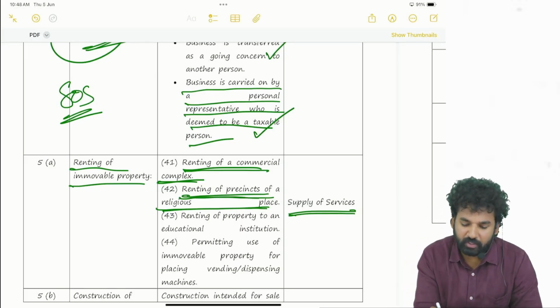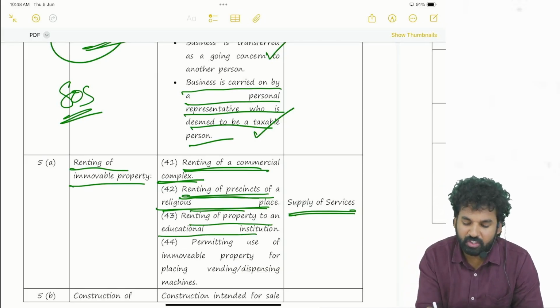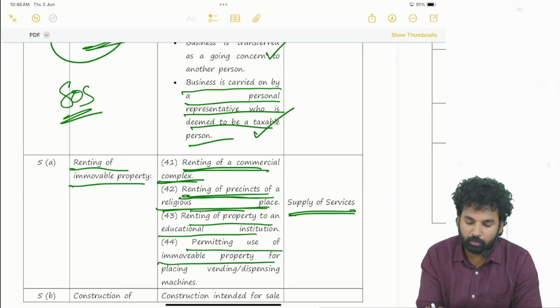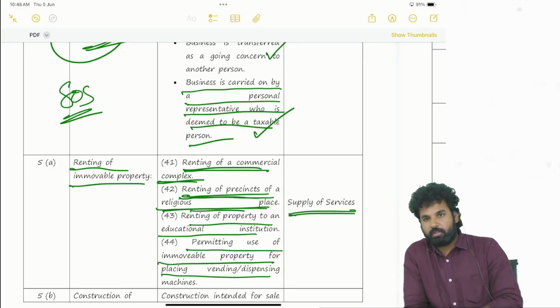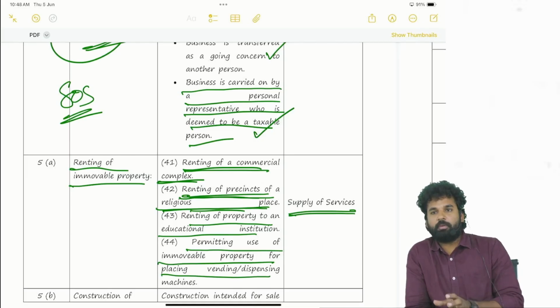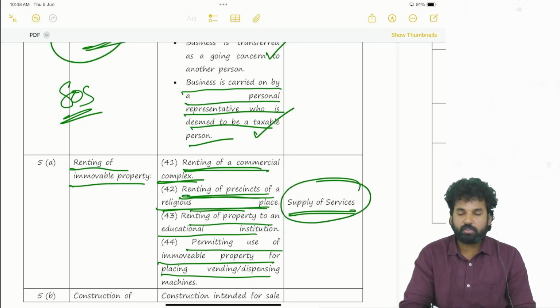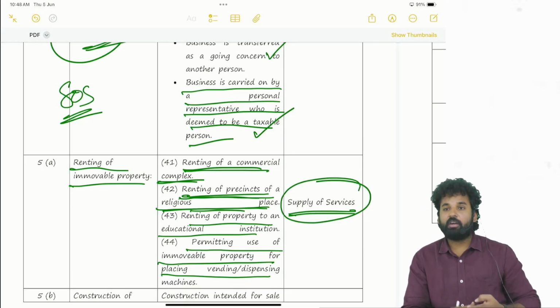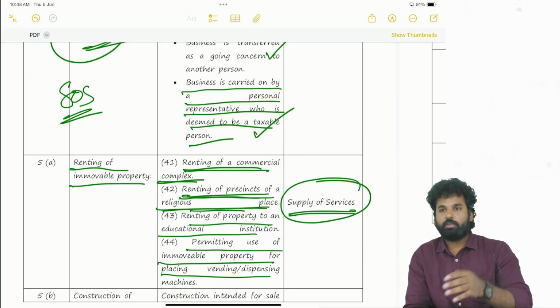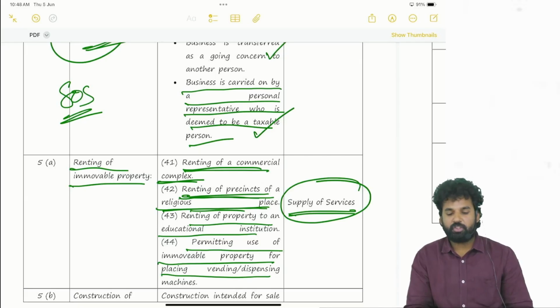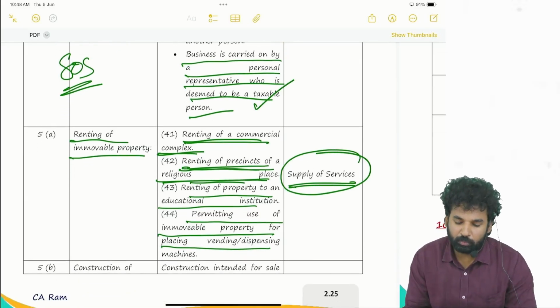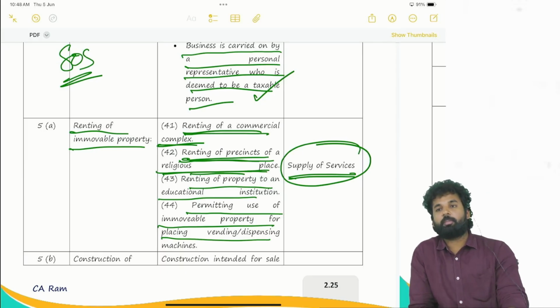So renting of precincts of a religious place, or renting of a property to an educational institution, or permitting the use of an immovable property for placing vending or dispensing machines. In a shopping mall or commercial complex, there may be a soda hub or vending machine. In order to place the vending machine, they have to pay some rent to the building owner or commercial complex owner. So this is also giving on rent, and this will be treated as supply of service. So renting of a commercial complex, renting in and around the surroundings of a religious place, renting of a property to an educational institution, permitting the use of immovable property to place vending or dispensing machines is a supply of service.